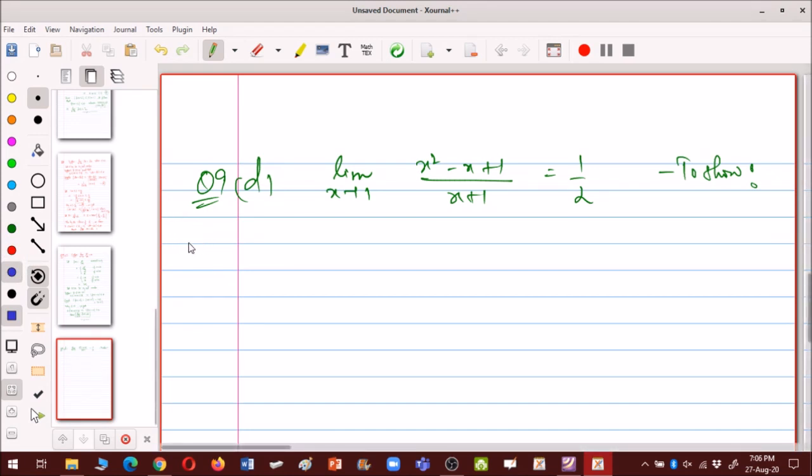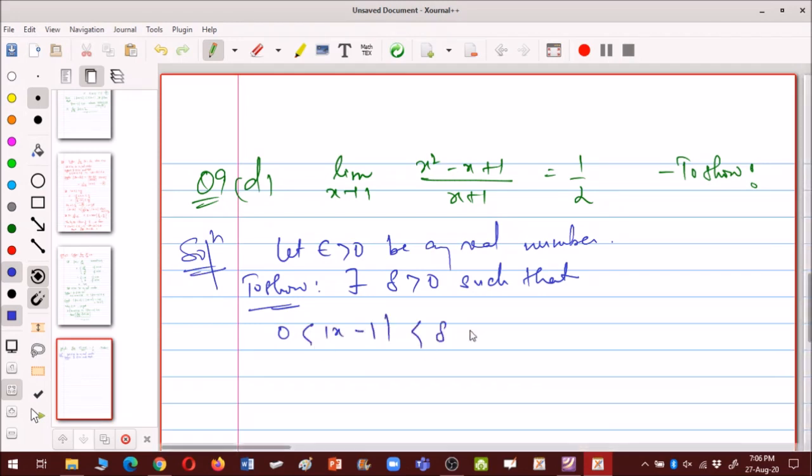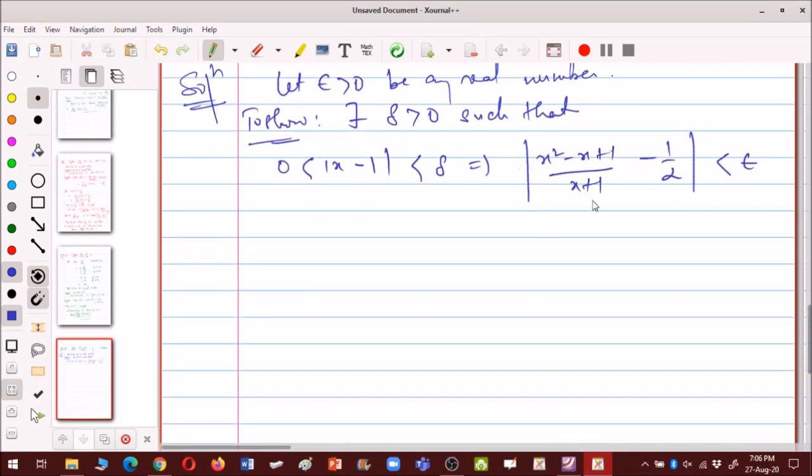So let us take the solution. So we will choose any epsilon greater than 0. So let epsilon greater than 0 be any real number, to show there exists delta greater than 0 such that 0 < |x - 1| < delta should imply |(x square minus x plus 1) upon (x plus 1) minus 1 by 2| should be less than epsilon. Now, for this we have to express this in terms of |x - 1|.